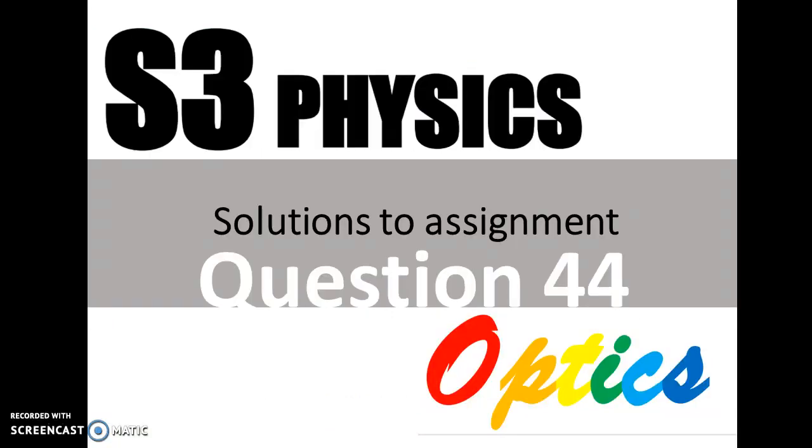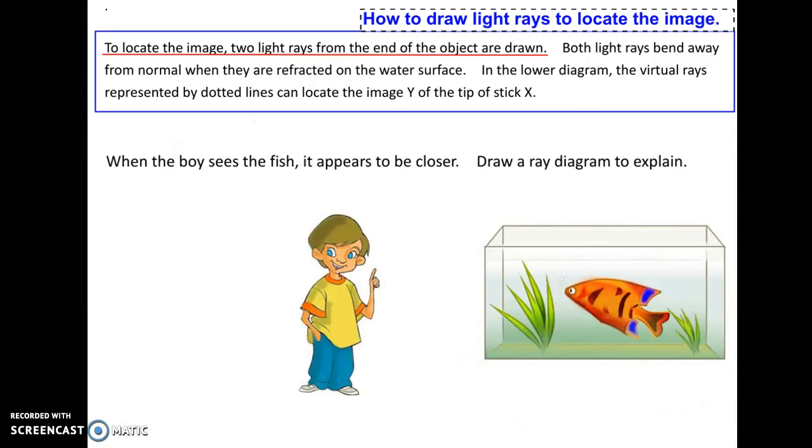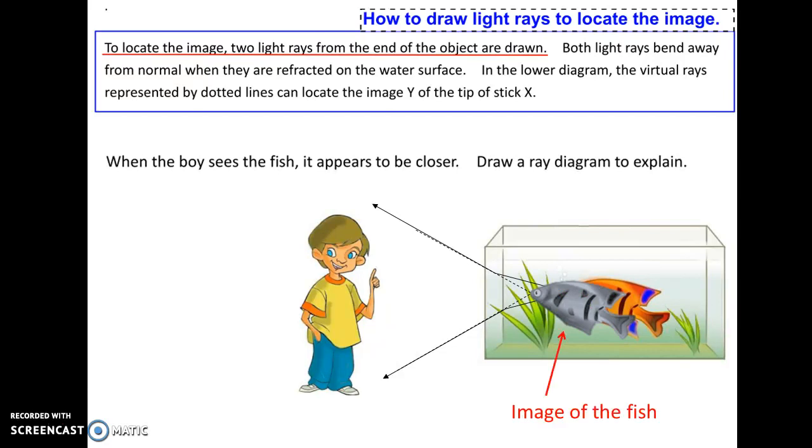Question 44. The situation is a bit different now because there is a water tank. There is light ray that come from the fish. And these light rays also bend away from the normal so that they make a larger angle in air than they make in water. Now for the observer, he will believe that the light ray come from this point, the intersection point. And so the image of the fish is here. And so the fish looks to be closer.